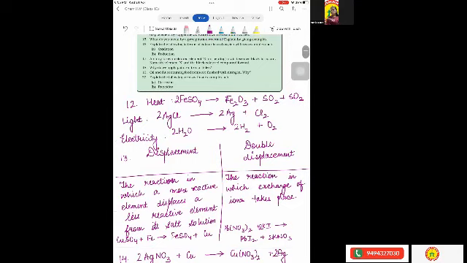Explain the following terms with one example each. Who will tell me what is corrosion? Very easy. Nobody knows? Corrosion is the attack of air or moisture on the metal leading to the degradation of the metal surface. The quality of the metal degrades, you have to mention that. What is the example of corrosion? Rusting of iron. Very good.